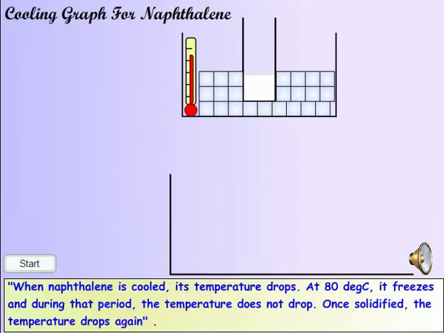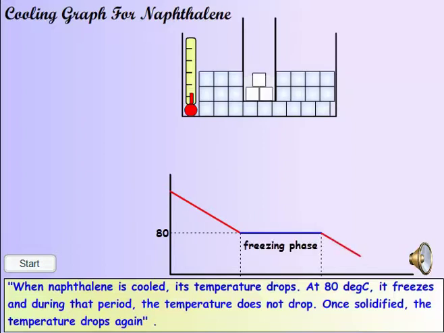As naphthalene starts cooling, you see a drop in temperature until 80 degrees. Naphthalene begins to solidify at this temperature. Until it completely solidifies, the temperature remains 80 even though heat is being removed from it. Once the naphthalene has completely solidified, the temperature begins to fall again.